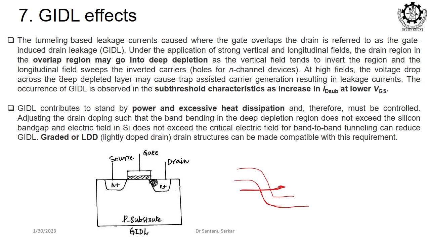In case of lower gate voltage, there is an overlap region, they go into the deep depletion region, and that causes this current. The leakage current from the substrate and the gate current will also increase because of this GIDL effect. So, in case of GIDL effects, your standby power or leakage power as well as the heat dissipation can go up. How can you improve this effect? If you use a graded or lightly doped drain region, a specific structure, you can use that structure to overcome this effect.